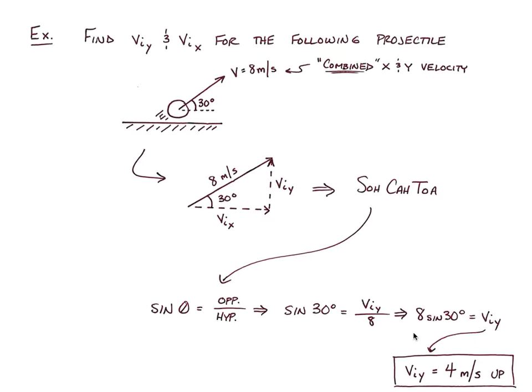So if I multiply both sides by 8, I find 8 times the sine of 30 equals my initial y velocity, which I calculate to be 4 meters per second in the upwards direction. One thing to note is your calculator must always be in degree mode since we're entering degrees and not radians. So always double check that your calculator is in degree mode.